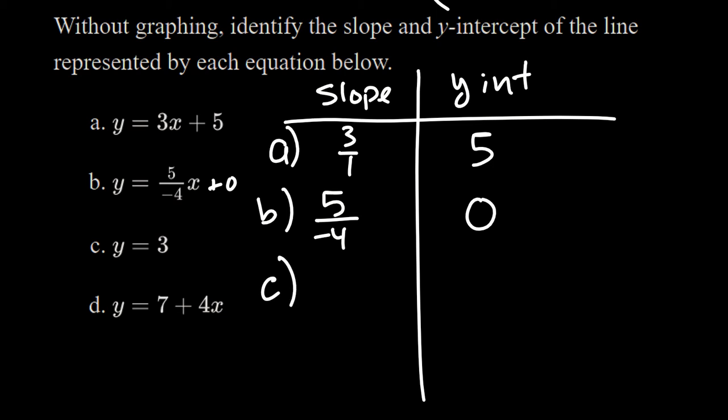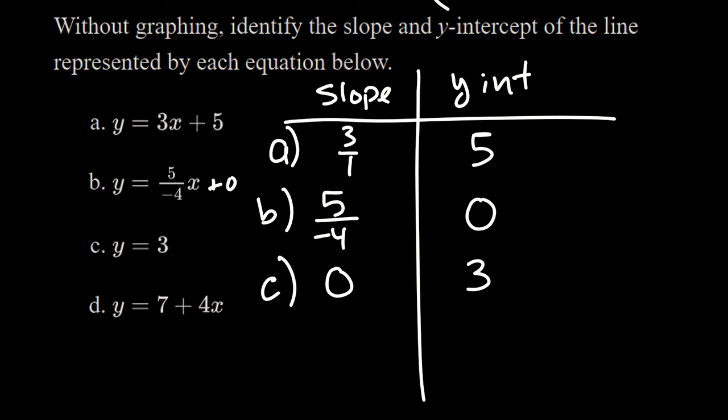The next one, C, you can see there's no x term, right? So because there's not a coefficient, there's no x term, my slope is just the number 0. This is not growing. It's not going up and it's not going down. And my y-intercept is 3. In fact, every value of that line is 3. Y is always 3 and x is changing.